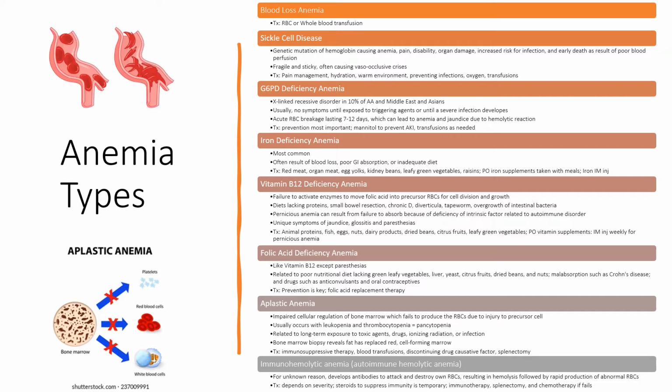Again, our goal for management once they have a vaso-occlusive crisis is pain. And then we're going to hydrate them and prevent any infections, giving them oxygen, transfusions, whatever we need in order to promote those cells to stop sickling and open back up. So pain management, hydration, warm environment, anything to open up, vasodilate those vessels so that we can get perfusion back, and preventing infection.